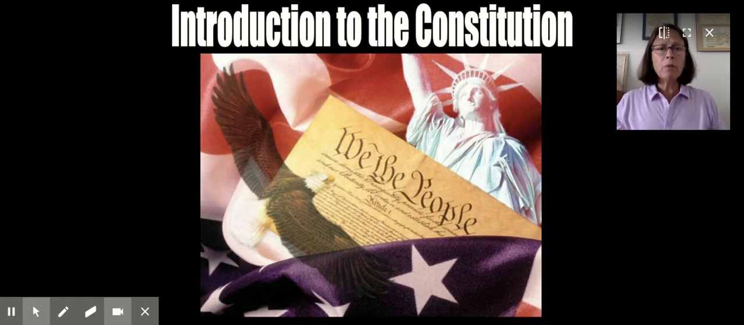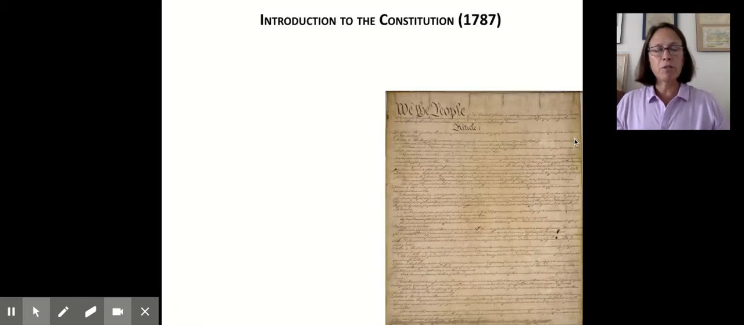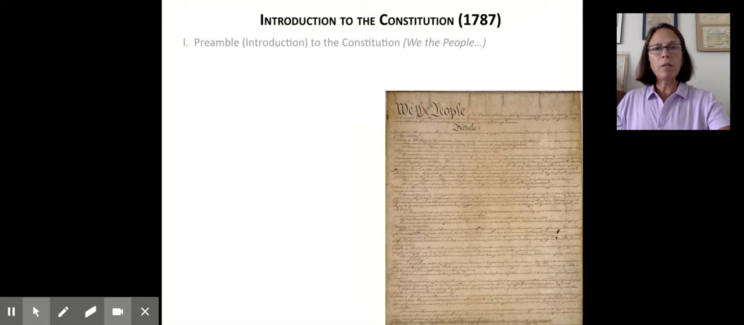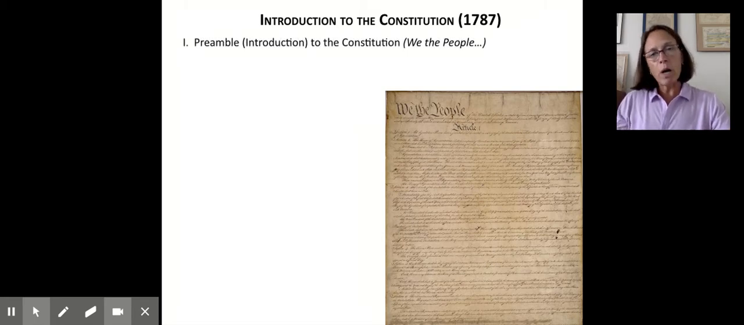So, to begin with, the Constitution was written in 1787 by the Founding Fathers in Philadelphia. They spent 3 months in the summer that year writing this document. And it starts first with the preamble, which is the introduction to the Constitution. It explains why they are writing this document, and it begins with the very famous phrase, "We the people."